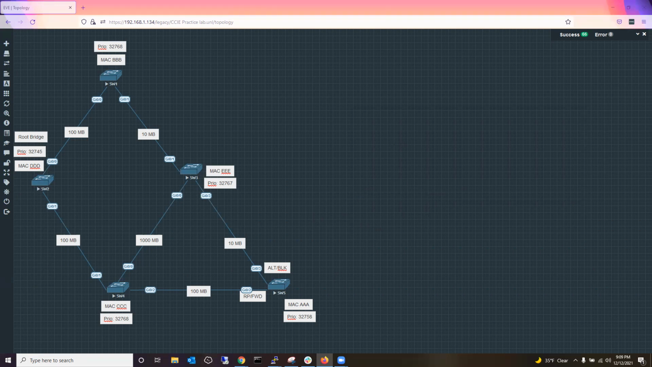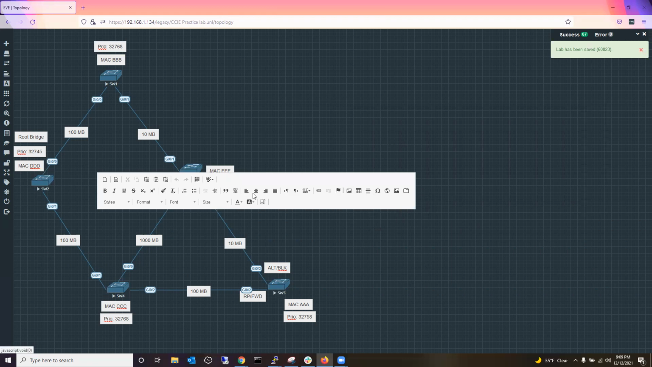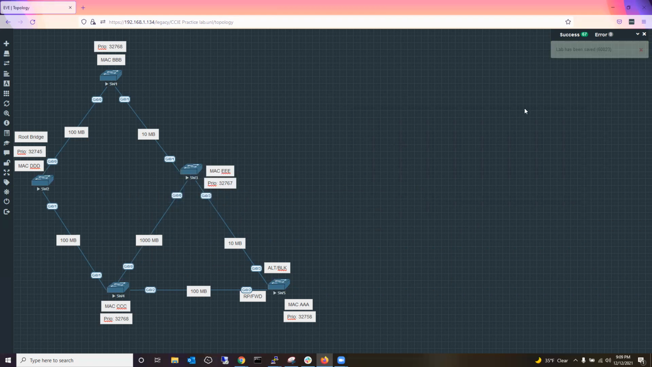I would say gig 0/0 will be the root port, but give me a minute. Take your time, take your time. I like it. I know the cost for that will be 4. So this is going to have a cost of 4. And the cost of the 10 meg link is going to be what?